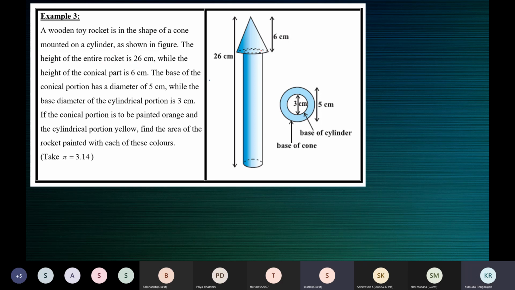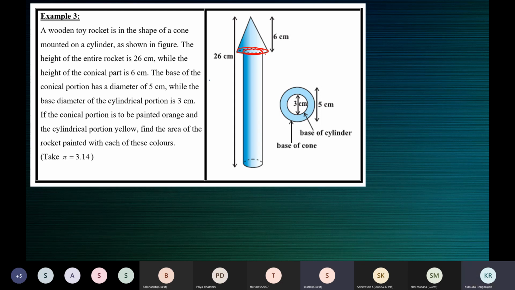On the top here is the cylindrical portion, the circular top. But the conical portion will be bigger because the diameter is 5, so they don't coincide. The cone has a circular portion like this. The cylinder also has a circular portion on the top, but the two circular portions will not coincide. The circular portion of the cone will stick outside the circular portion of the cylinder.